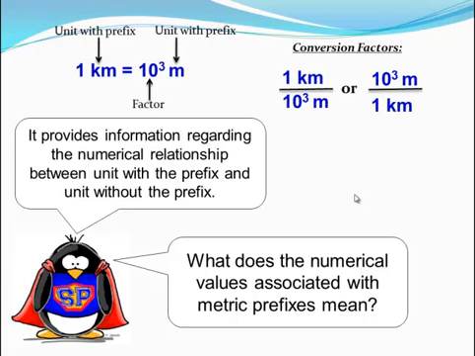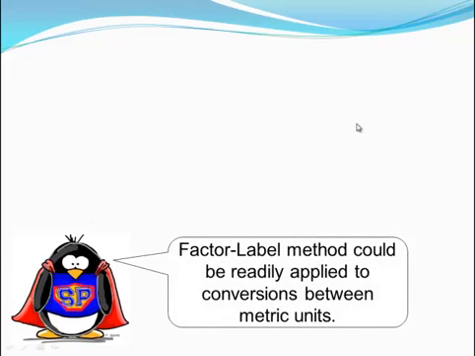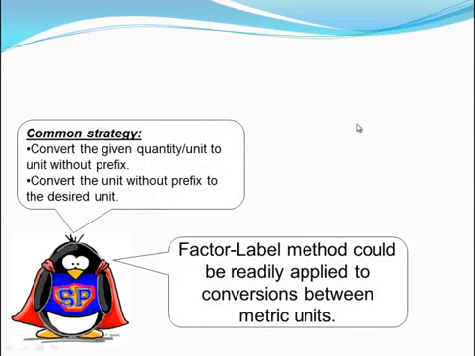So the conversion factors here are 1 kilometer divided by 10 to the 3rd meters, or 10 to the 3rd meters divided by 1 kilometer. Both of them are equal to 1. So the common strategy is to convert a given quantity unit to the unit without prefix, then convert the unit without prefix to the desired unit. So the factor labeling method can be readily applied to conversions between metric units, because the relationship is base 10 and directly proportional.